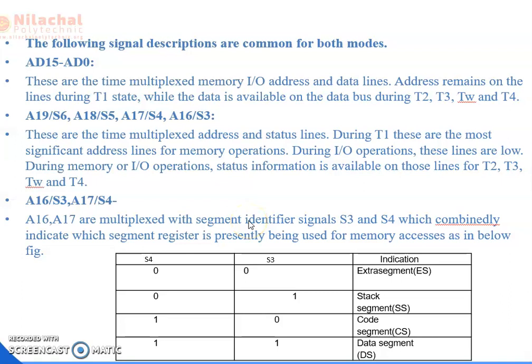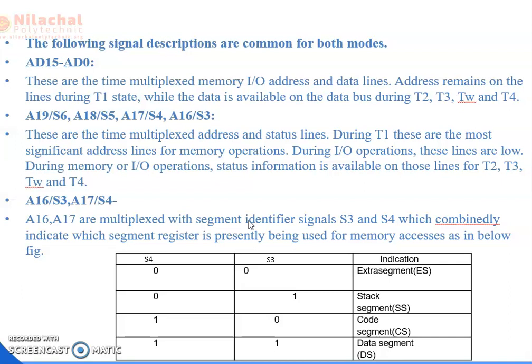So first is AD15 to AD0. These are the time multiplexed memory IO address and data lines. Address remains on the lines during the T1 state, while the data is available on the data bus during T2, T3, TW and T4. So the next pins are A19/S6, A18/S5, A17/S4 and A16/S3.